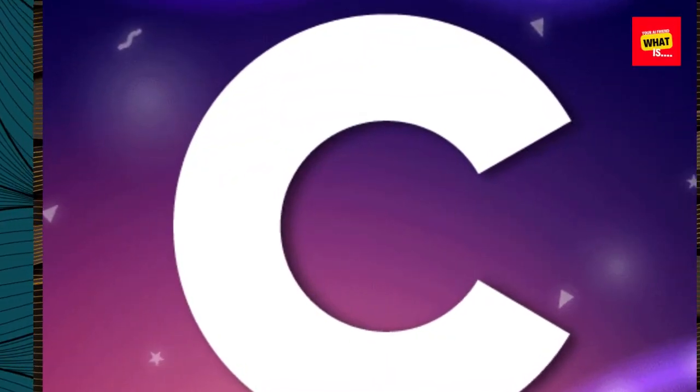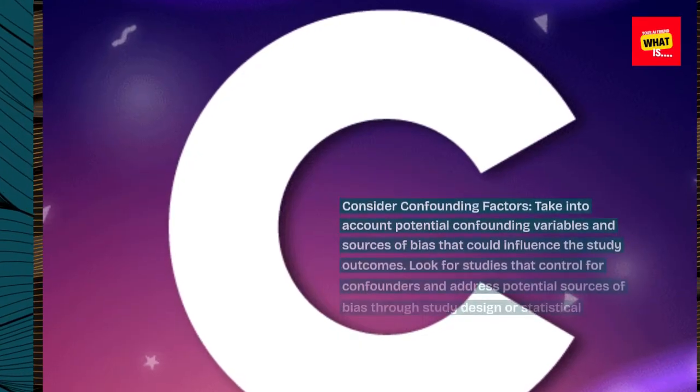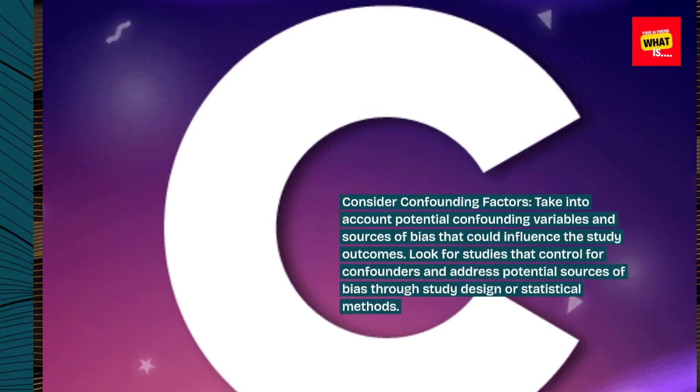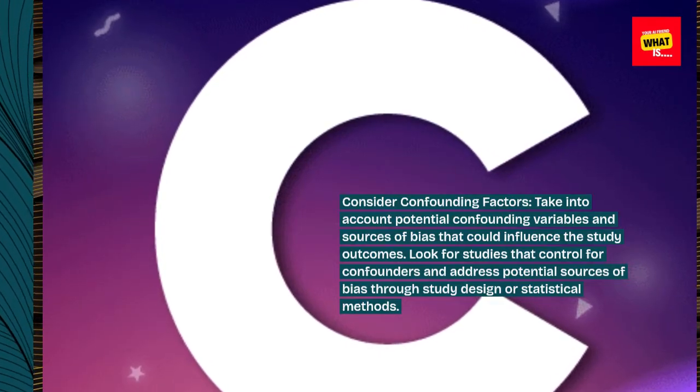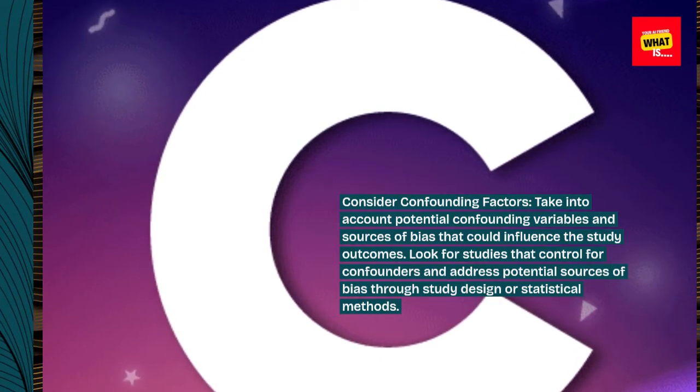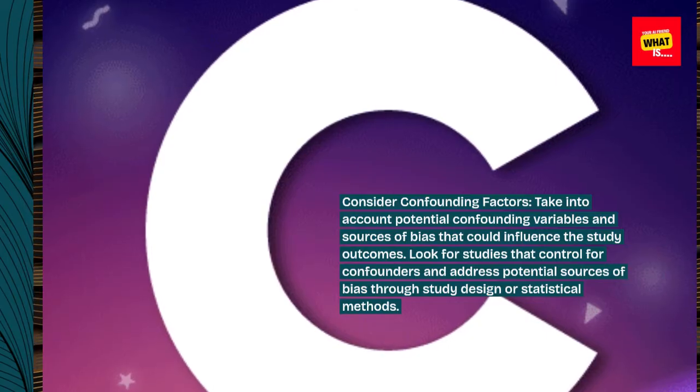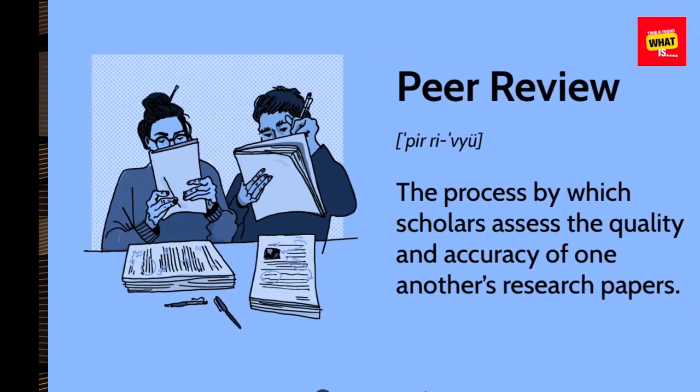Consider confounding factors. Take into account potential confounding variables and sources of bias that could influence the study outcomes. Look for studies that control for confounders and address potential sources of bias through study design or statistical methods.